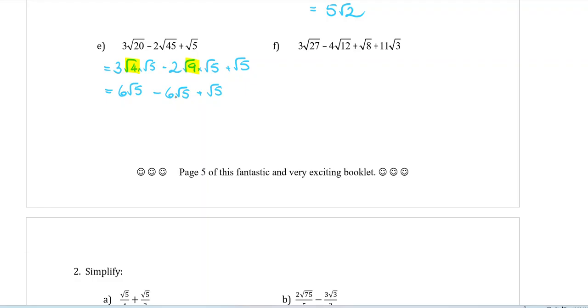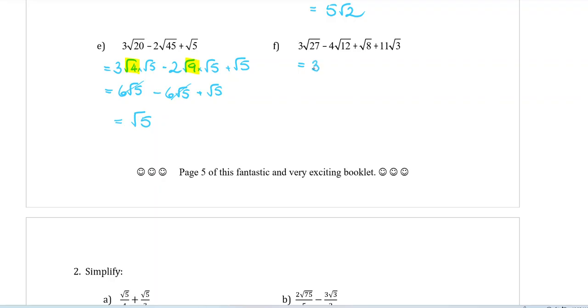6 root 5 take away 6 root 5 is nothing. They cancel out, that's 0. So there's just the one little root 5 sitting on the end. Part F, going through and simplifying all the square roots.